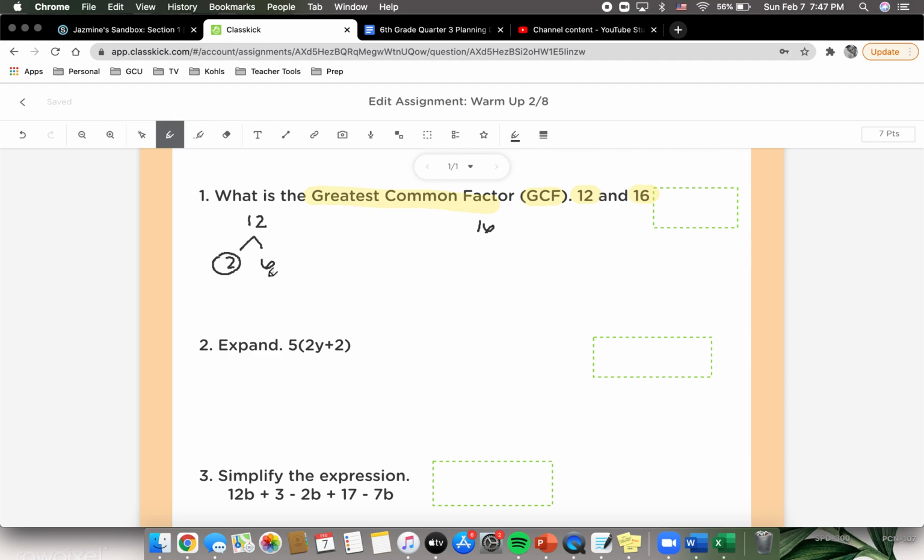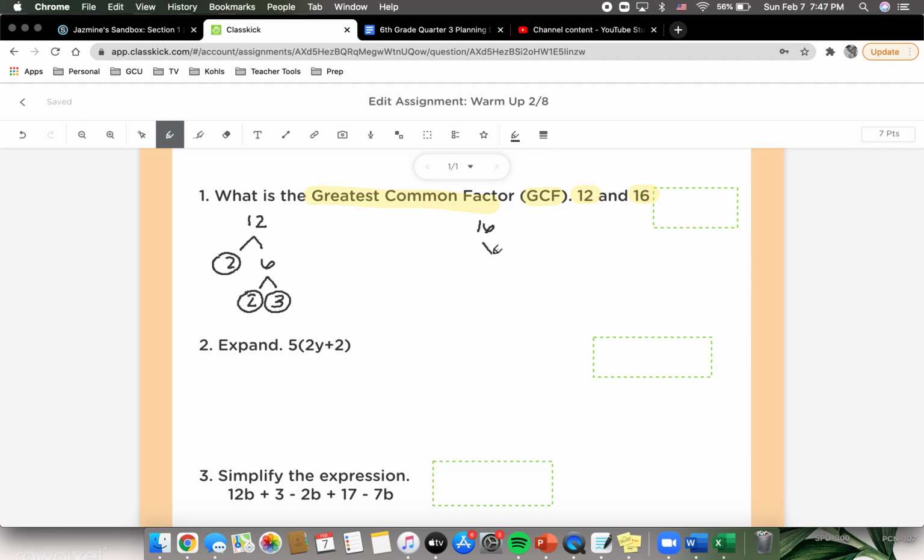Next we can do 6. Two numbers that go into 6: we know 1 and 6 can go into 6, but it's just going to give us another 6. So we're going to do 2 times 3 gives us 6. And these are both factored as far as they go, so we are going to circle those.